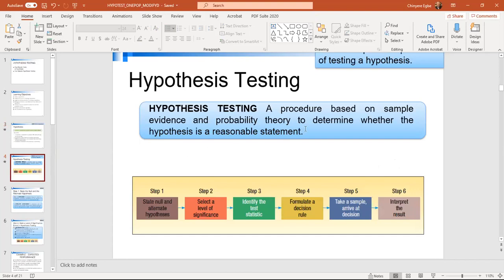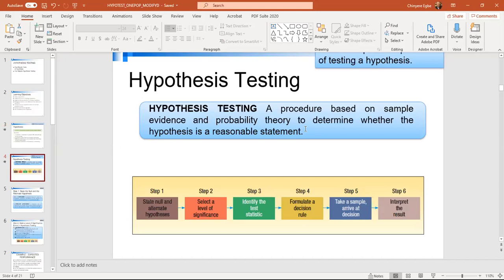Okay. And so how do we proceed then to test a hypothesis? The first step is to state what is called a null hypothesis and to state an alternate hypothesis. And once you state a null and an alternate hypothesis, then you will select a level of significance. That is to say, what is the probability that the conclusion is not correct?